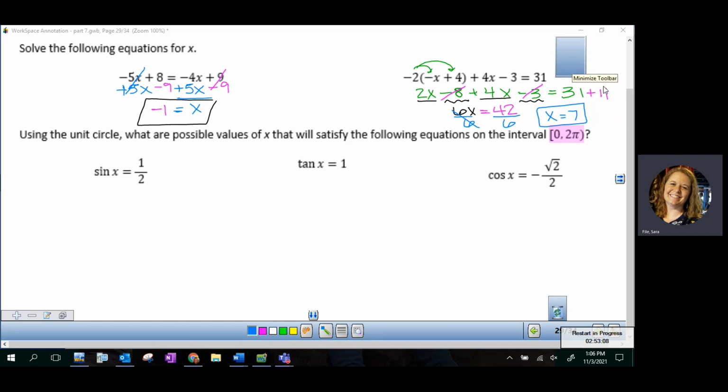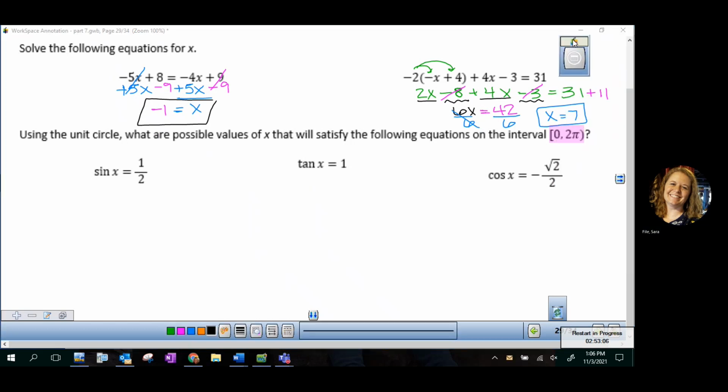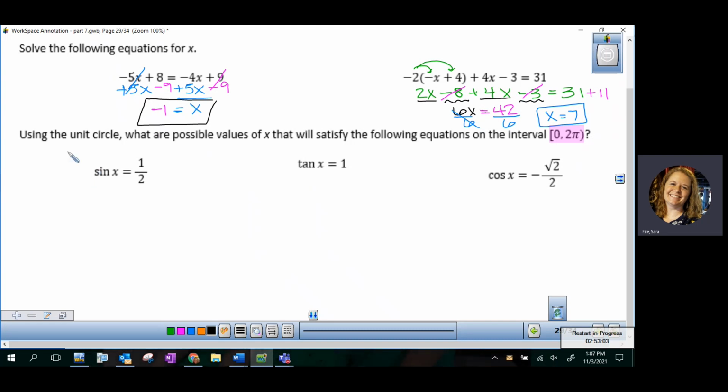So my strategy here, what I would tell you to do, is first figure out what these are asking. Whenever you have a trig function isolated and the missing variable is inside, that's the angle that's missing, right? All of these are asking: at what angle is sine 1/2? At what angle is tangent 1? At what angle is cosine -√2/2? Okay, so our answers are going to be angles, and we're going to give the answers in radians between 0 and 2 pi.